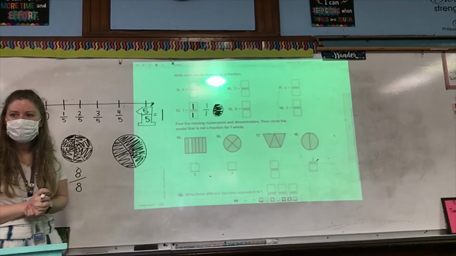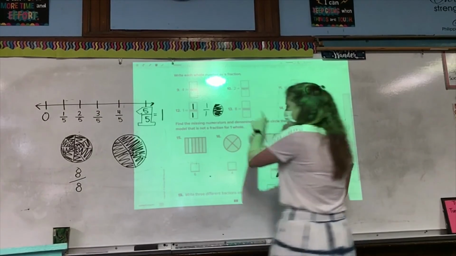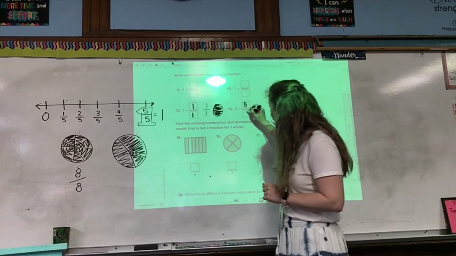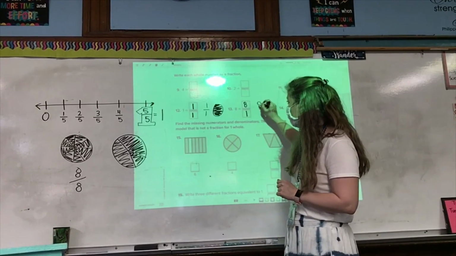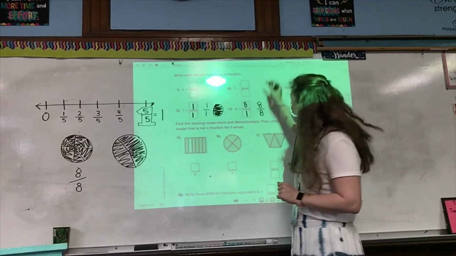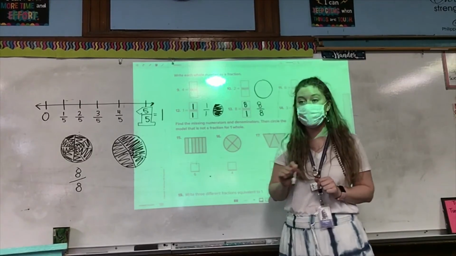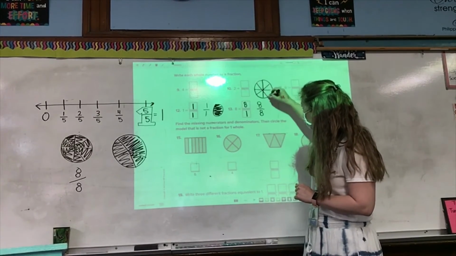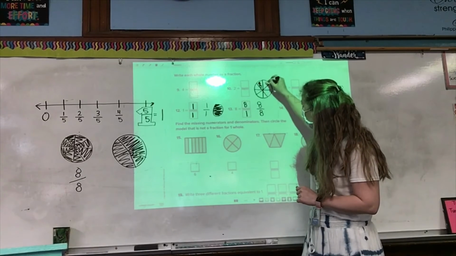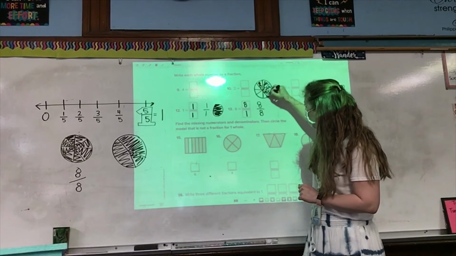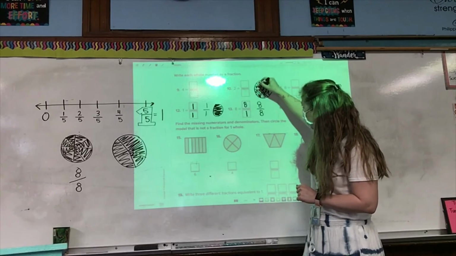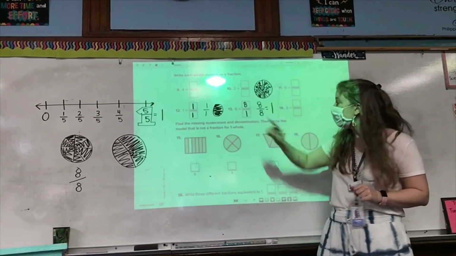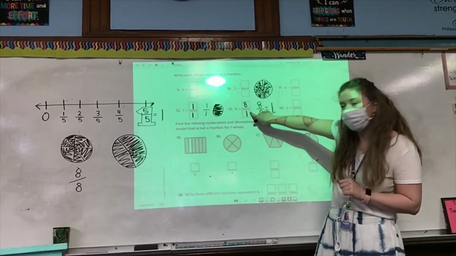Cullen, we have 8. 8 is equivalent to what fraction? What's our numerator? 8. And what's our denominator? 1. Not 8/8, because 8/8 means you have one whole. It's broken into 8 pieces, and 8 of them are shaded. Cullen, 8/8 is equivalent to 1 whole. 8 is equivalent to 8 wholes.